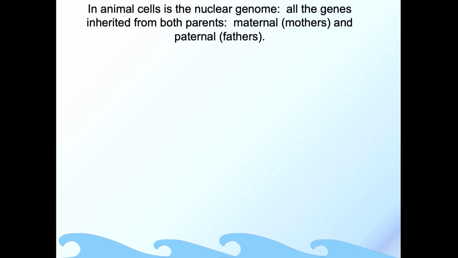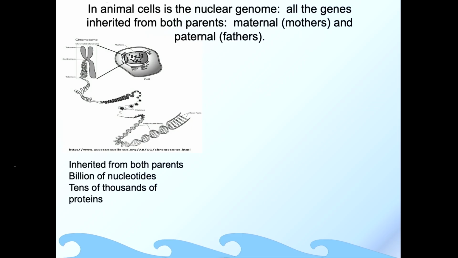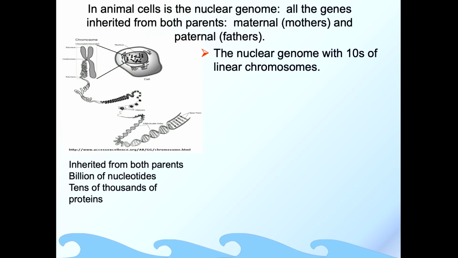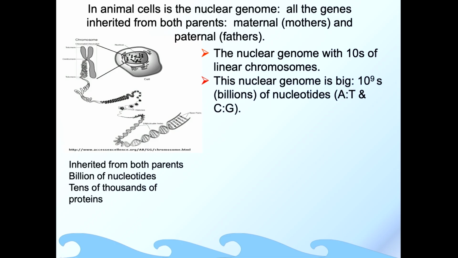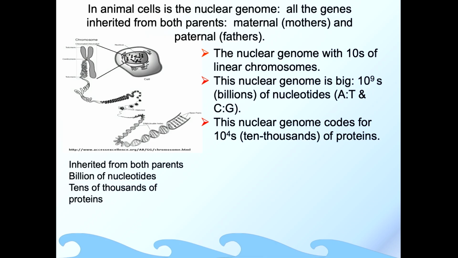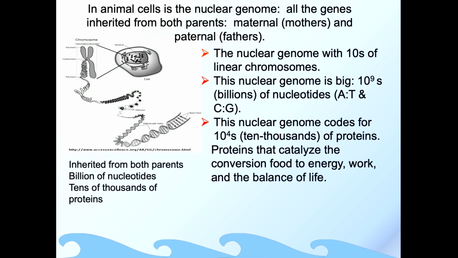So just to tell you what mitochondria are: in animal cells, the nuclear genome contains all the genes that are inherited from both parents, both the mom and the dad, right? That's what you typically think about as chromosomes and the nuclear DNA. Tens of linear chromosomes, billions of base pairs, tens of thousands of proteins. And all these proteins catalyze the work that we do. Me standing here, me breathing, everything we do. That's the nuclear genome.